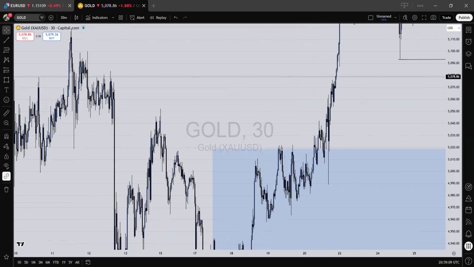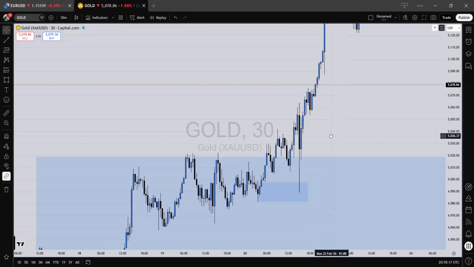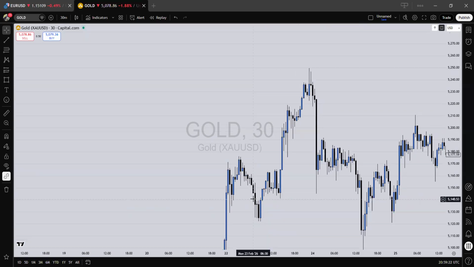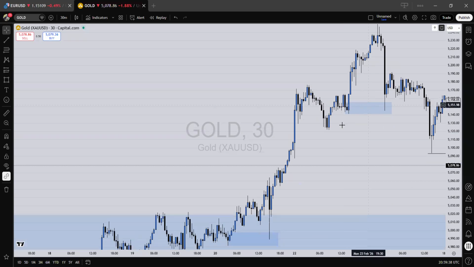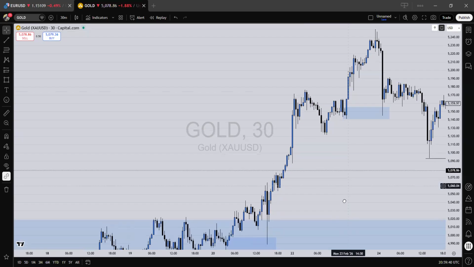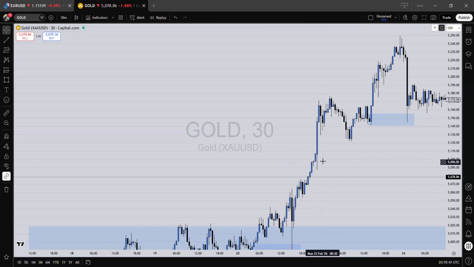You cannot say what happened here. This is one candle retracement. Look at it. Price reacted from here. What is the difference between here, with this one candle retracement, and here, in this one candle retracement?